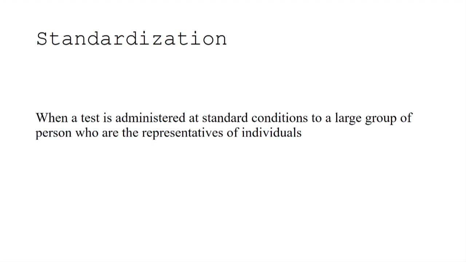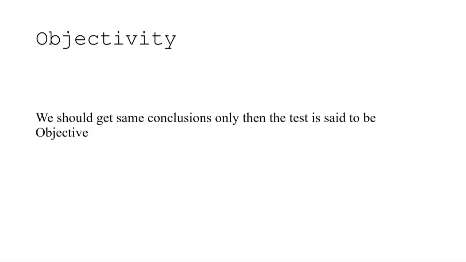Then we have something known as standardization, as you can see on the screen. A test is administered under standard conditions to a large group of persons who are representatives of individuals. That is a standardized test. The main motive of any standardization is to arrive at some standard so that the test score becomes more meaningful, so the standard has to be maintained during testing. And lastly, objectivity. We should get the same conclusions only, then the test is said to be objective. So that was the criteria for selecting a test.